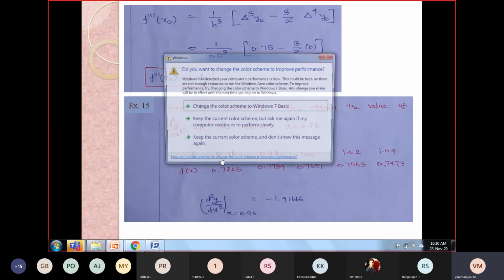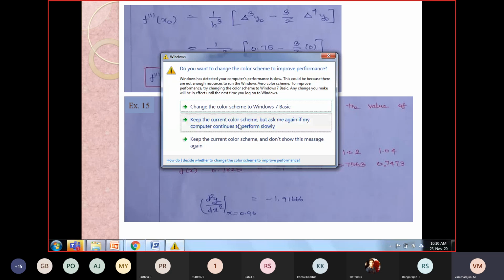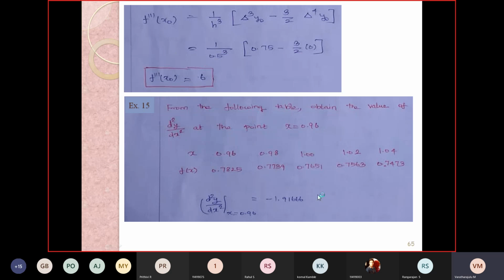This is for your practice. Problem exercise number 15: from the following table, find the value of d square y by dx square at the point x is equal to 0.96, and the answer for this particular problem is -1.91. This is for your practice.